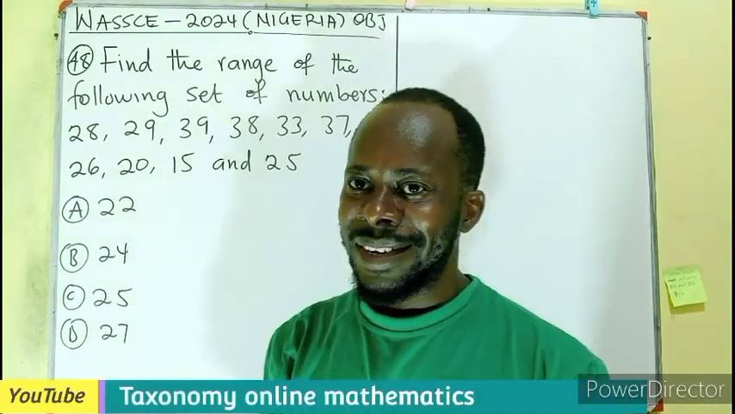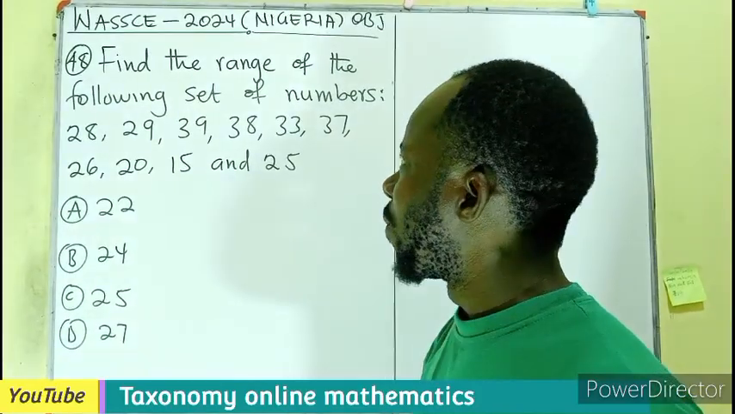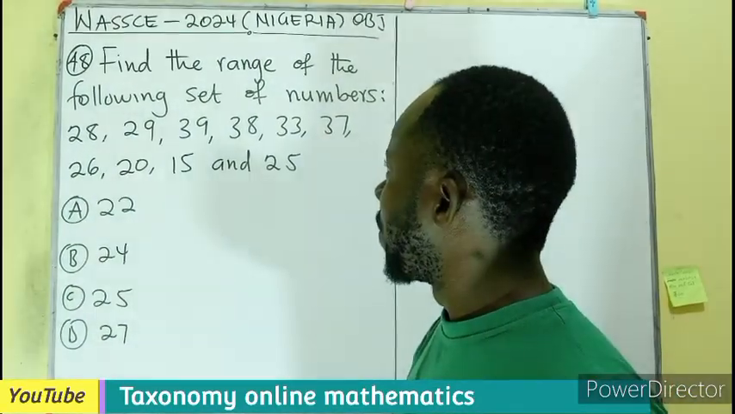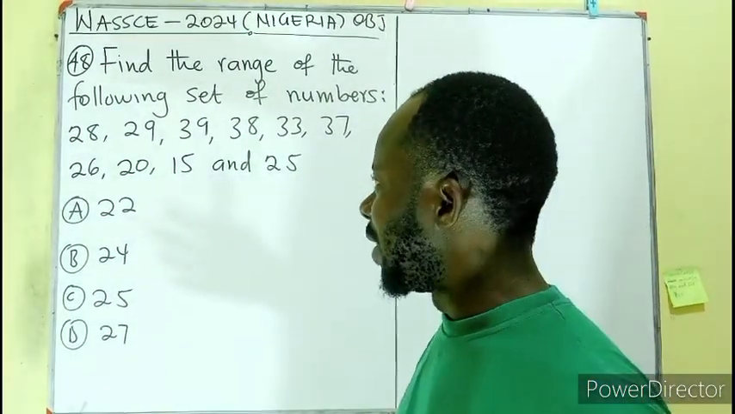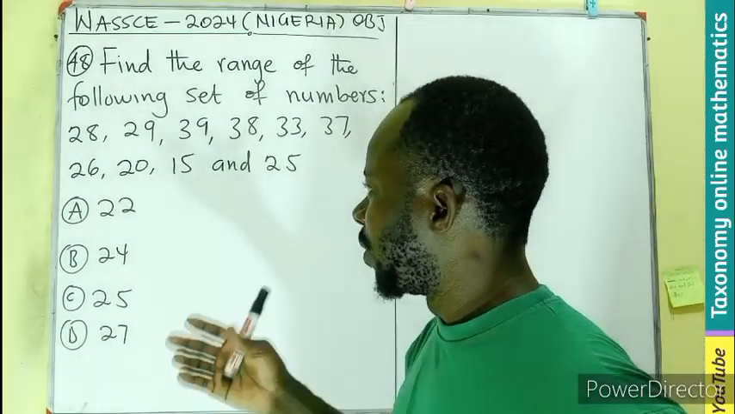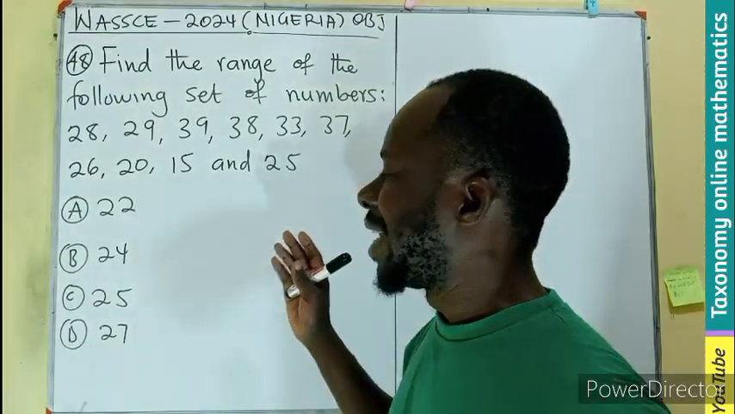Hello, very quick one. Let's find the range of this data. Question 48, WASSCE 2024 May-June edition. So we have to find the range of the following set of numbers: 28, 29, 39, 38, 33, 37, 26, 20, 15, and 25. We have to find the range.